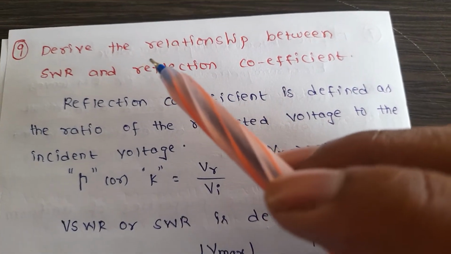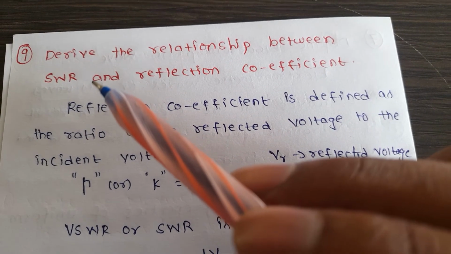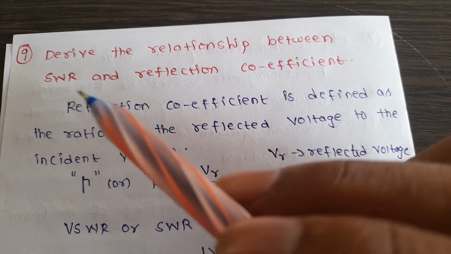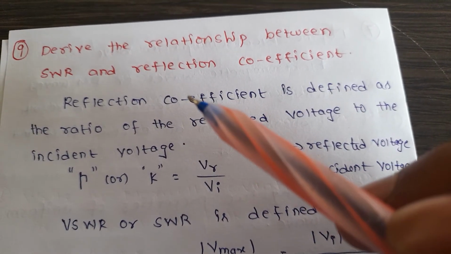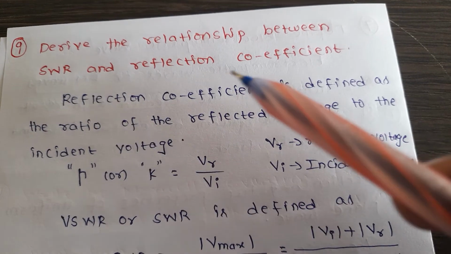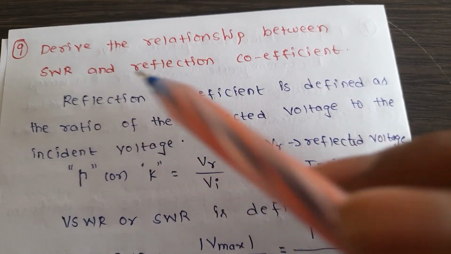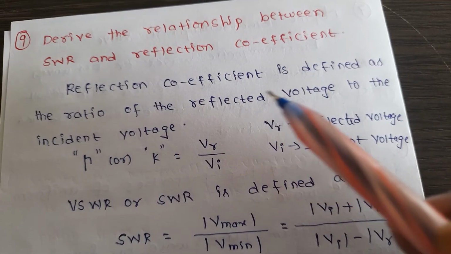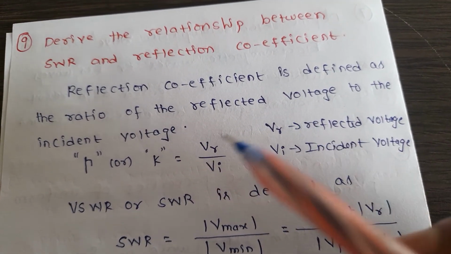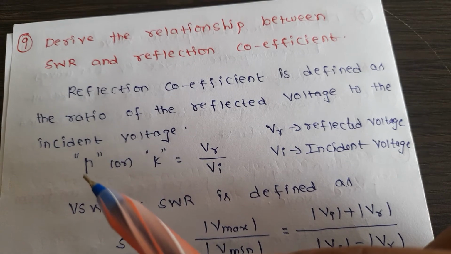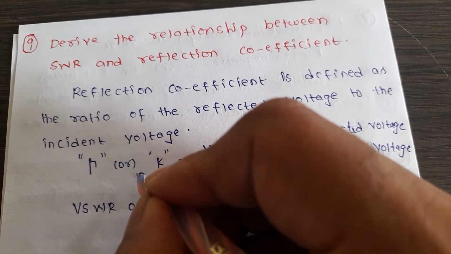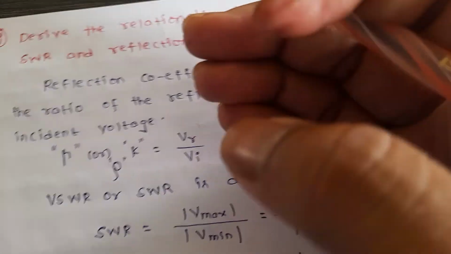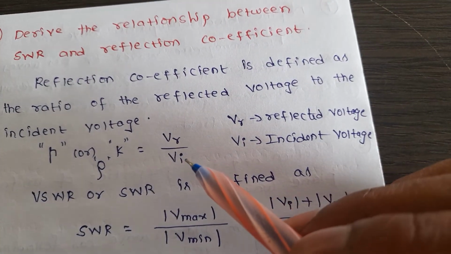Coming back to the 9th question, students. Very important question. Derive the relationship between standing wave ratio, or voltage standing wave ratio, and reflection coefficient. Here I am going to give the definition of reflection coefficient, the definition of standing wave ratio, and the relation between them. Reflection coefficient is defined as the ratio of the reflected voltage to the incident voltage. It is denoted as rho or K, and in some textbooks it is written like this. This is the reflected voltage, this is the incident voltage.